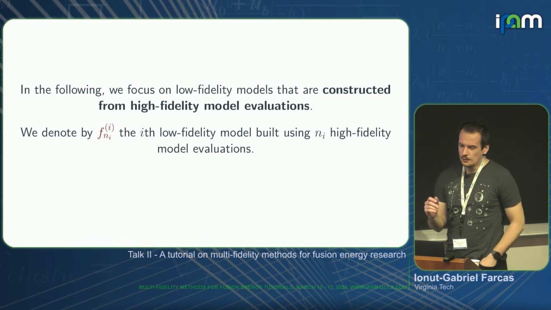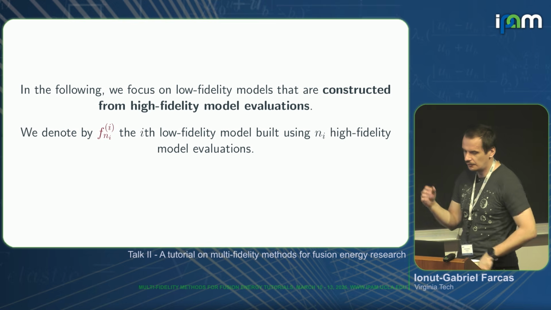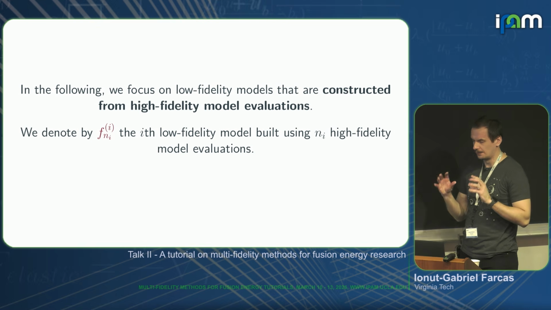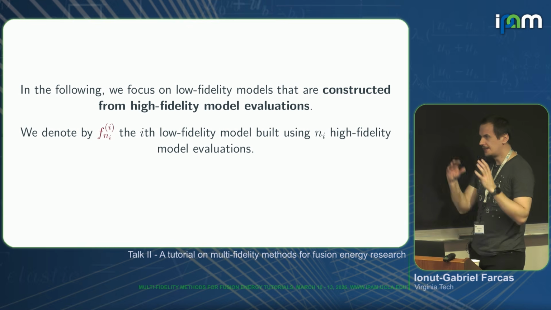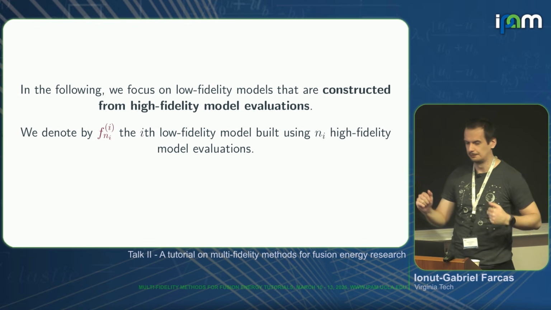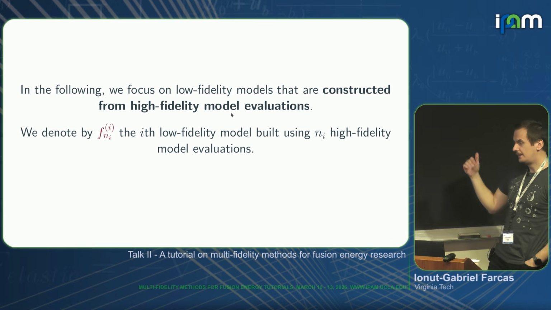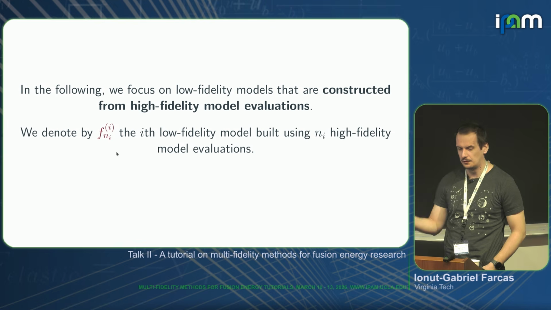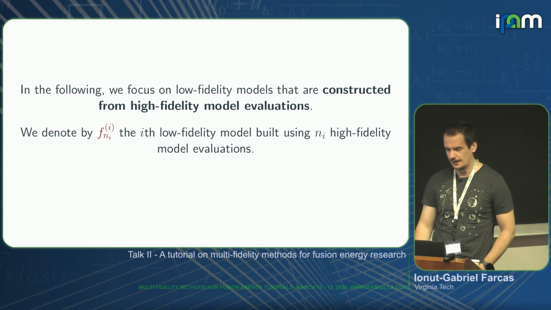But the way we constructed this method was for low-fidelity models that are constructed from high-fidelity model evaluations. With a slight change, the same algorithm can also be used for cos-read models. But let's think about low-fidelity models that need high-fidelity data, so data-driven models, for example. And to explicitly denote that we need a certain number of high-fidelity model evaluations to train these models, we'll use a subscript Ni for a low-fidelity model to denote that we need Ni high-fidelity model evaluations.